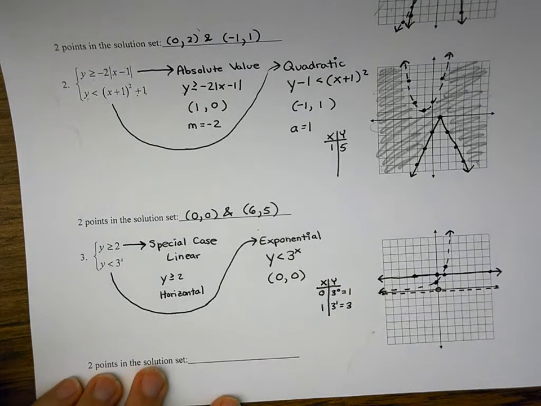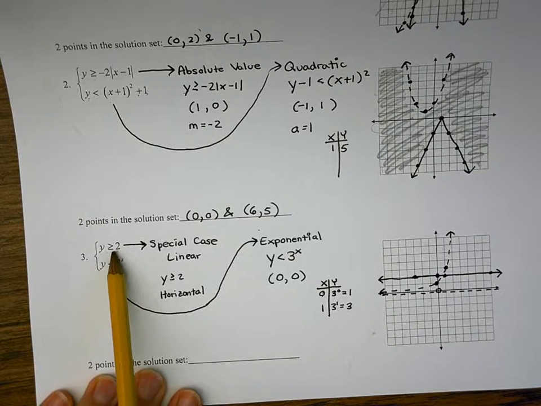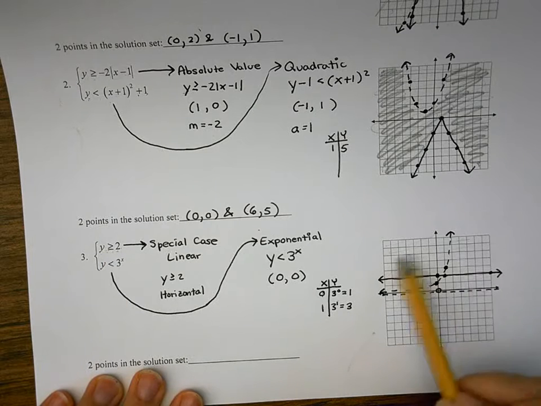Okay, and then shaded region. Where are we shading? Y is greater than or equal to 2. Okay, well, this means that y is bigger than or above 2. So we're shading up here for the line, above the line.